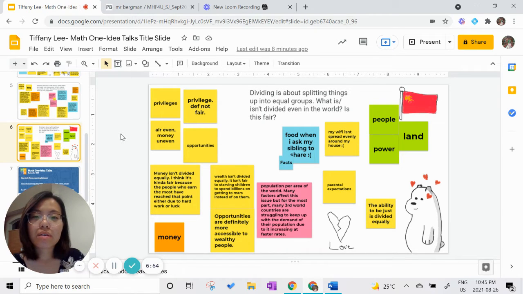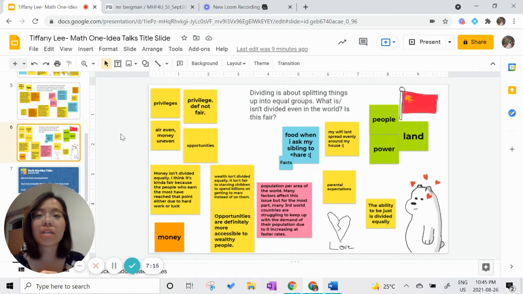And the question was, dividing is about splitting things up into equal groups. What is or isn't divided even in the world? Is this fair? So what I'm also trying to get at is, we're relating the topics that we're learning in math class to social justice issues, right?